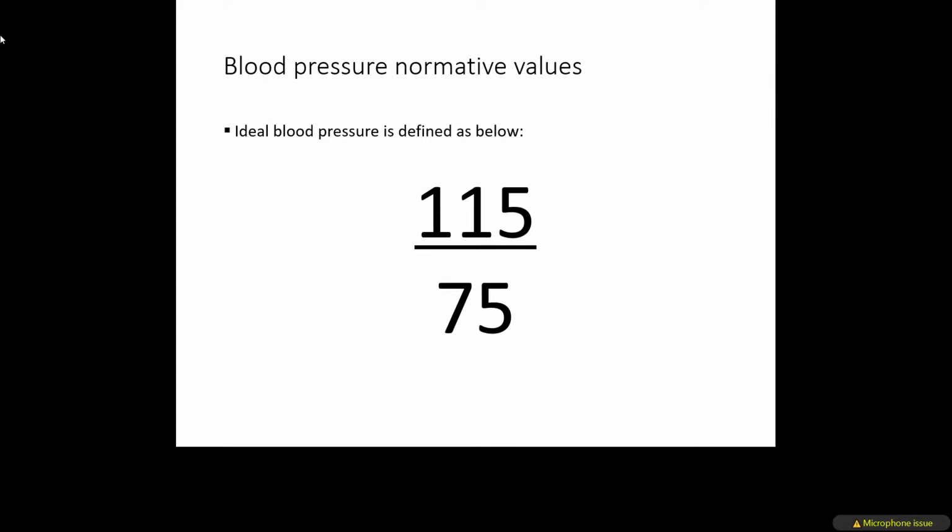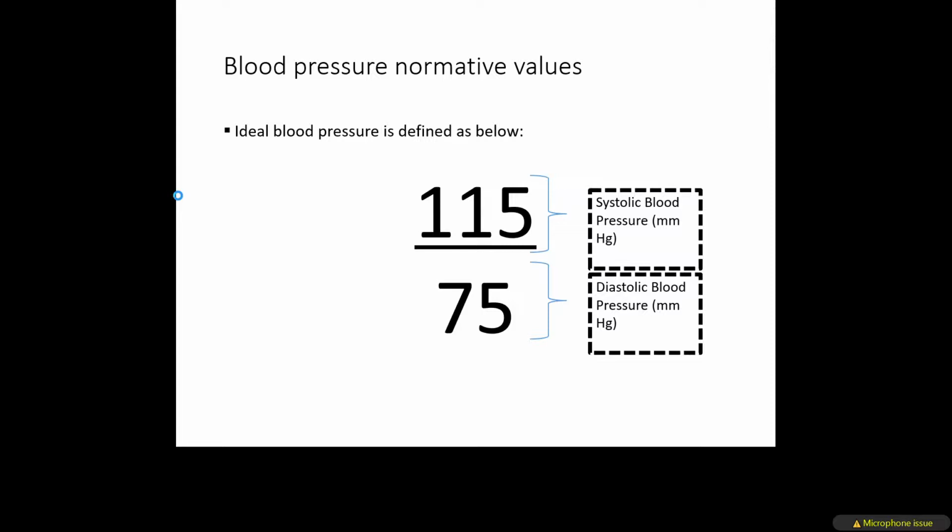So here is the ideal blood pressure in healthy adults, and that is 115/75. The number on the top reflects the systolic blood pressure, so that is the higher pressure that we observe during ventricular systole or when the heart is contracting, versus diastolic blood pressure, which is during diastole or when the heart is relaxing.